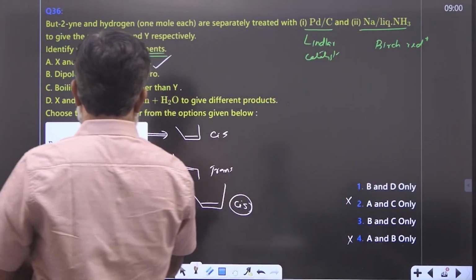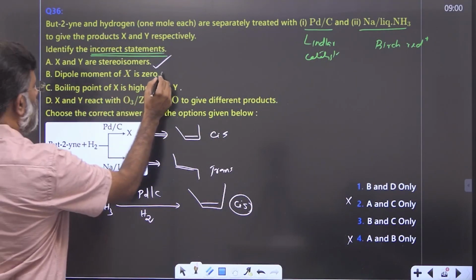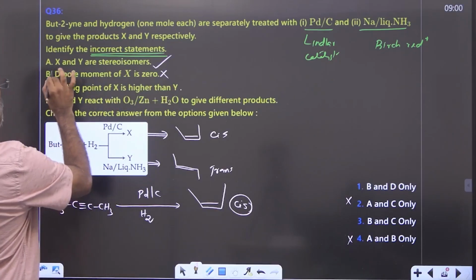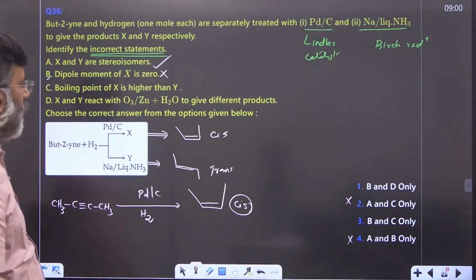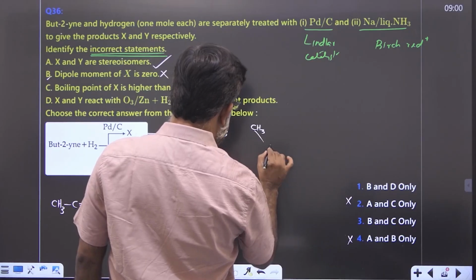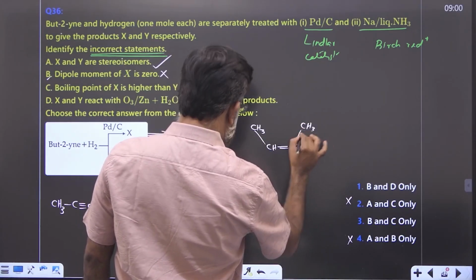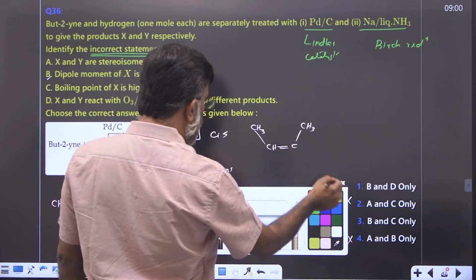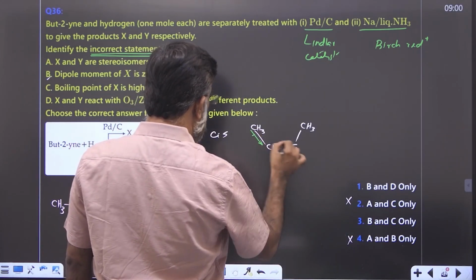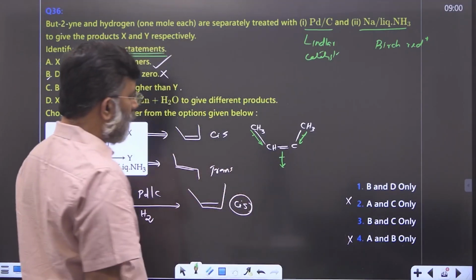Dipole moment of X is 0. This is a wrong statement and it should be a part of our answer, because the dipole moment of this is not 0. You see, this is the cis molecule, and you have a definite dipole moment. One moment in this direction, one moment in this direction, so there is a resultant moment in this direction.